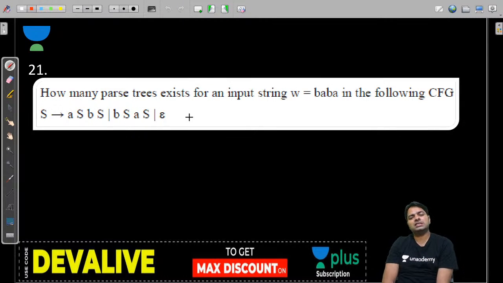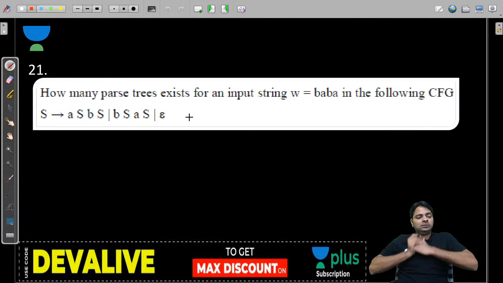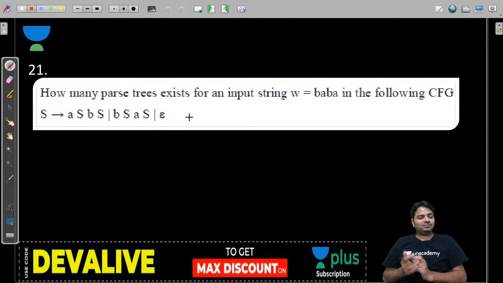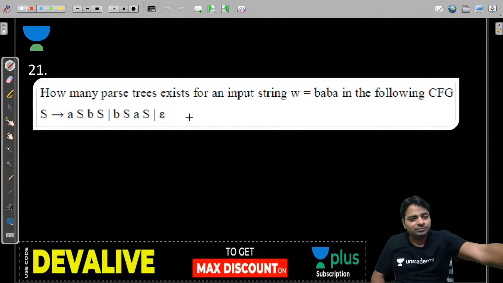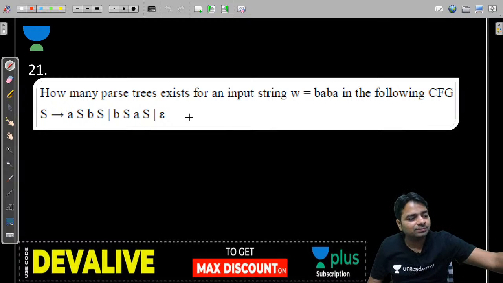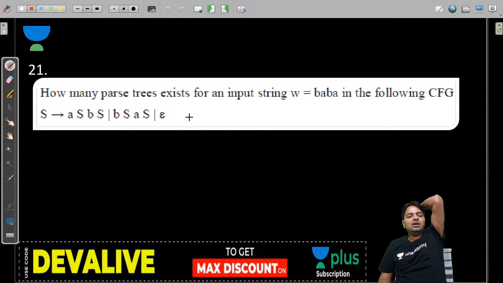How many parsers exist for an input W equal to BABA in the following context-free grammar? Now guys, come on, quick. I'm waiting for your answer. How many parsers exist for an input string?